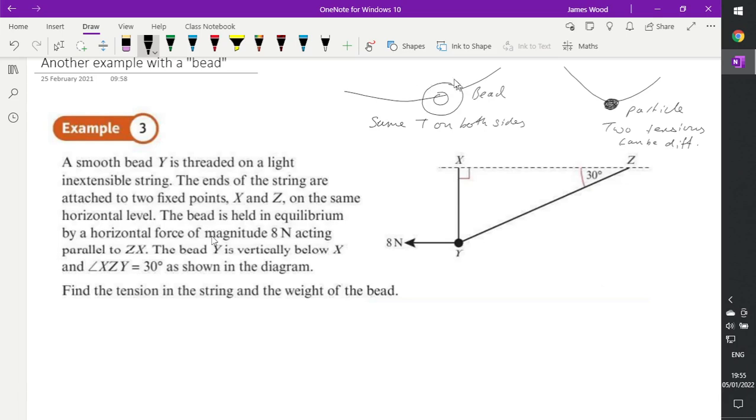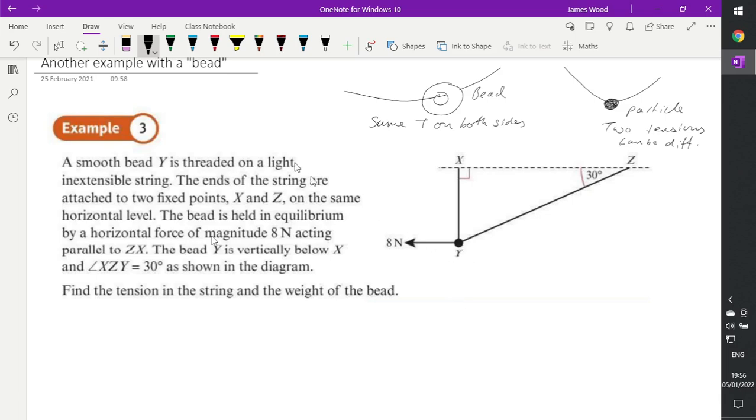So we've got a smooth bead, so we're looking at this case here. It's threaded on a light, inextensible string. The ends of the string are attached to two fixed points, X and Z, on the same horizontal level, basically describing this diagram. The bead is held in equilibrium by a horizontal force of 8 newtons, acting parallel to the XZ axis, so horizontal force. Basically, it's just describing this diagram. Find the tension in the string and the weight of the bead.